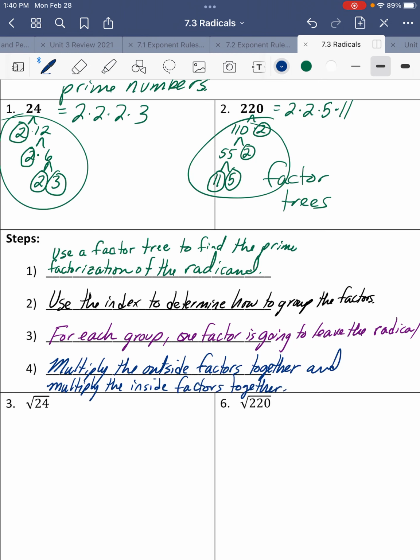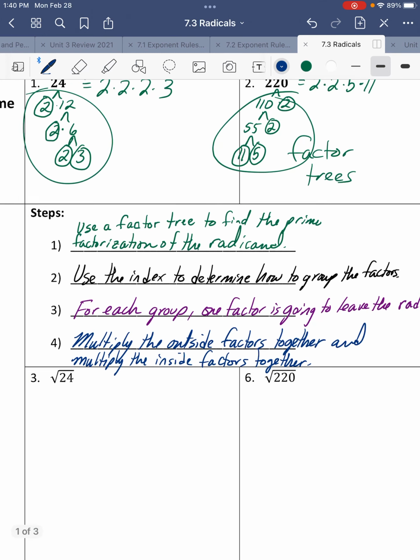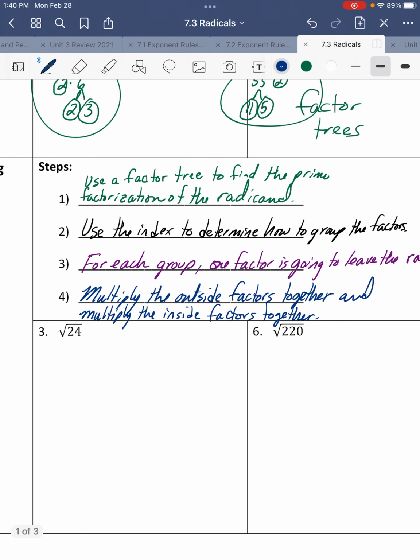And again, when we see these examples, I'll be able to explain all these steps. And I'll try to do it in the color that I wrote the step in. So, first step is use a factor tree to find the prime factorization of the radicand. So the radicand is 24, so that's underneath the radical. And we're going to break it down. It does not matter how you break it down.